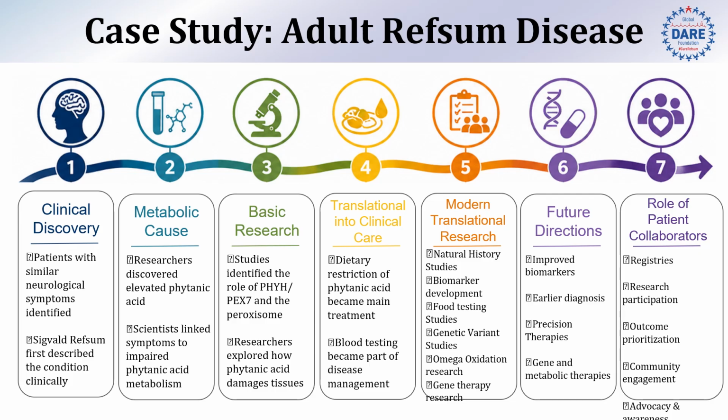Researchers later identified elevated phytanic acid as the metabolic cause and connected symptom development to impaired phytanic acid breakdown. Basic research then uncovered the role of genes like the phytanyl-CoA hydroxylase enzyme gene, helping scientists understand the disease mechanism. These discoveries translated into clinical care through dietary phytanic acid restriction and blood monitoring, while current research is now focused on biomarkers, gene therapy, and other targeted treatments.